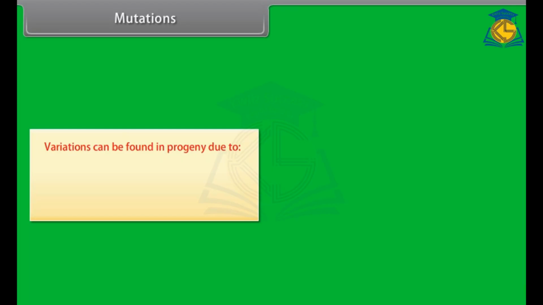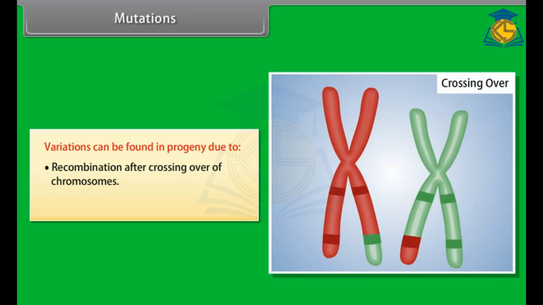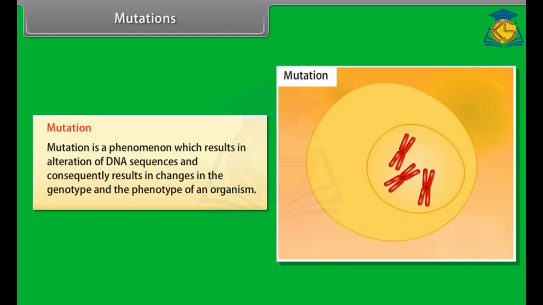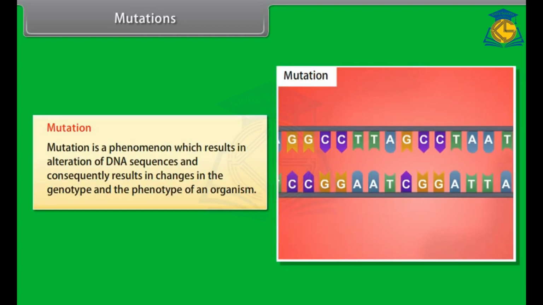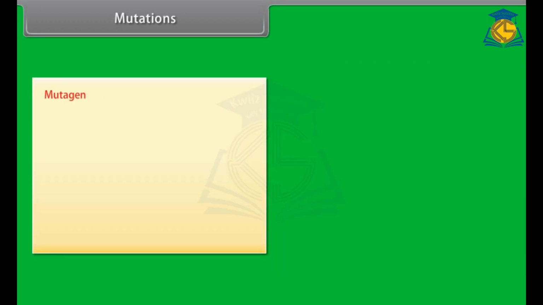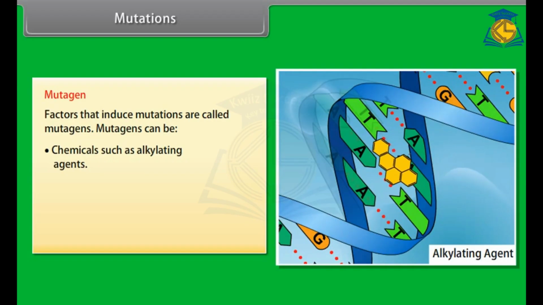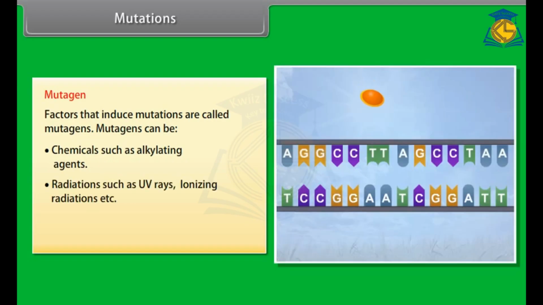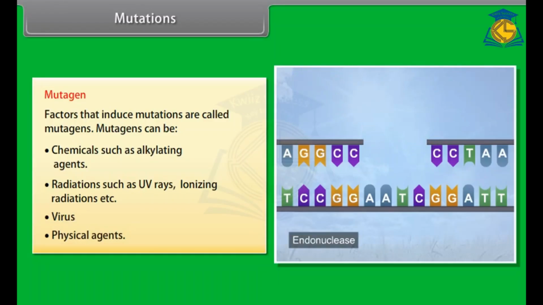Mutations. Variations can be found in progeny due to: number 1, recombinations after crossing over of chromosomes; number 2, mutations. Mutation is a phenomenon which results in alteration of DNA sequences and consequently results in changes in the genotype and the phenotype of an organism. Mutagen: factors that induce mutations are called mutagens. Mutagens can be chemicals such as alkylating agents, radiations such as UV rays and ionizing radiations, viruses, and other physical agents.